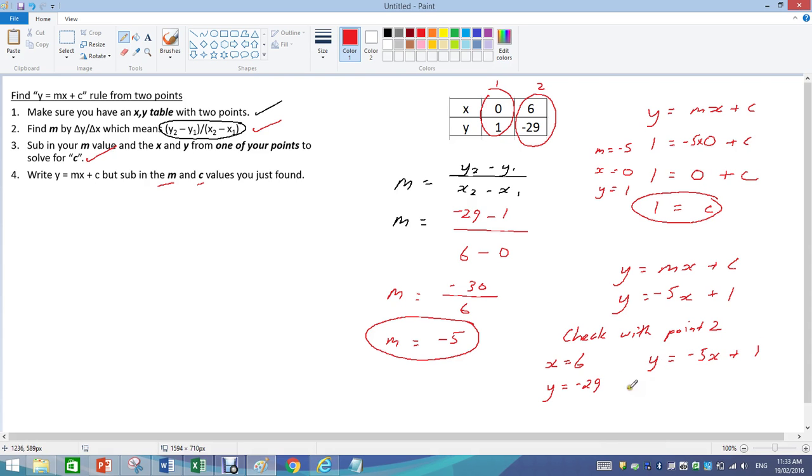So y was negative 29, negative 5 times x was 6 plus 1. So negative 29 on the left, negative 5 times 6 is negative 30 plus 1. And then negative 29 equals negative 30 plus 1, if you do that in your calculator or in your head, equals negative 29. So the left side equals the right side, which means our rule definitely worked. It was correct. So that's it.